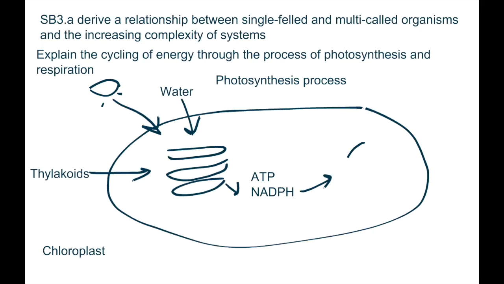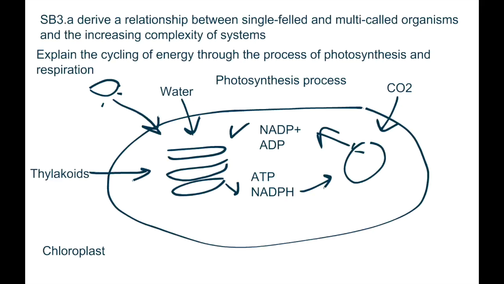In order to make the Calvin cycle work, you need some more stuff called CO2, the carbon dioxide that us humans breathe out. When you get all this together, the Calvin cycle spits out NADP plus and ADP, and pushes that back over into the thylakoids, and it recycles it to keep doing what it's needed to do, to make the energy, to make the sugar.